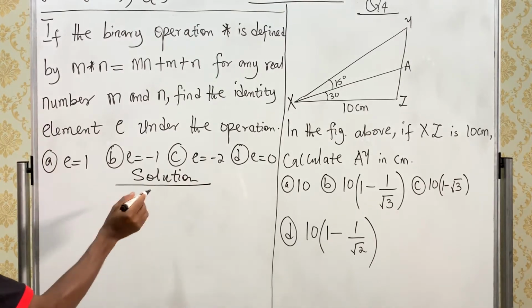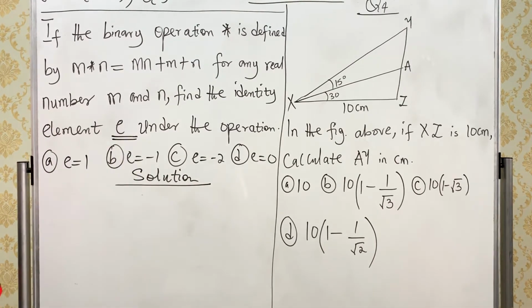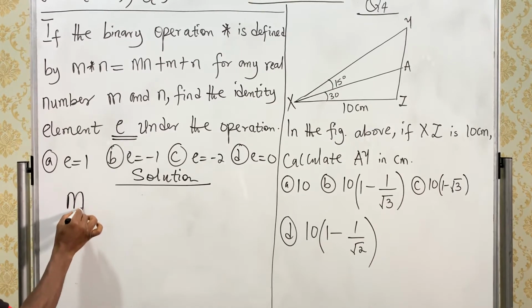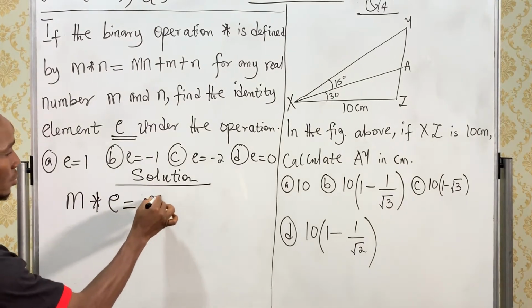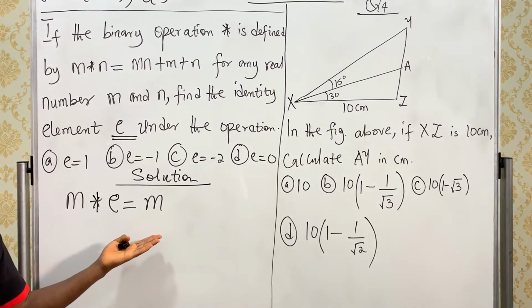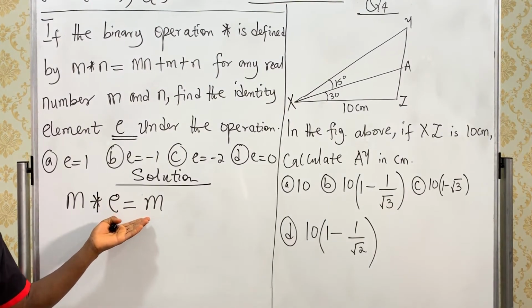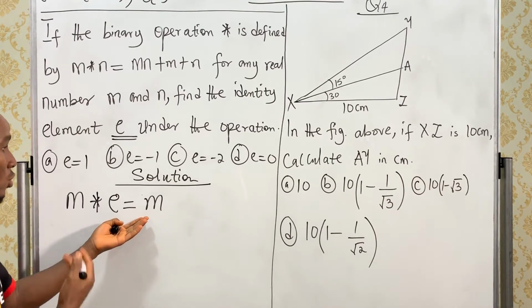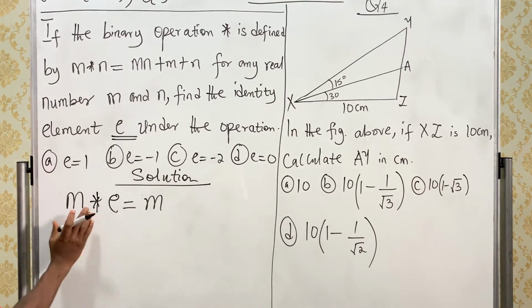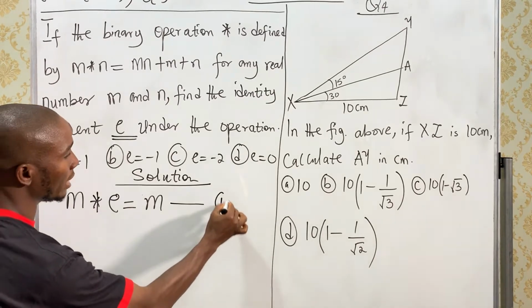Now, E represents your identity element. Your M operation E, the identity element, remains your M. Remember also, this topic has been treated under binary operation, which is a full topic in our previous video. So let's continue. This is the first, you can call this one equation 1.